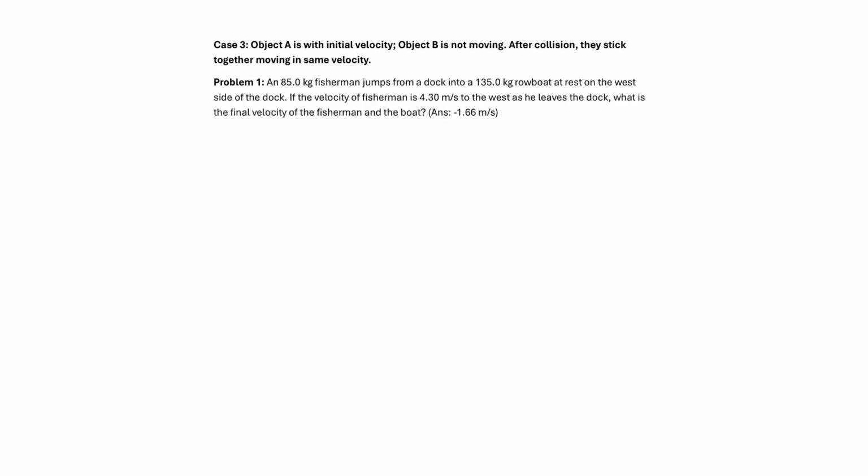Now, let's look at case number 3, wherein object A has an initial velocity. Again, in case number 3, object A is moving with an initial velocity, and object B is not moving. So this one is at rest. And then, after a collision, what is going to happen? Object A and object B join together. They stick and move together with the same velocity.